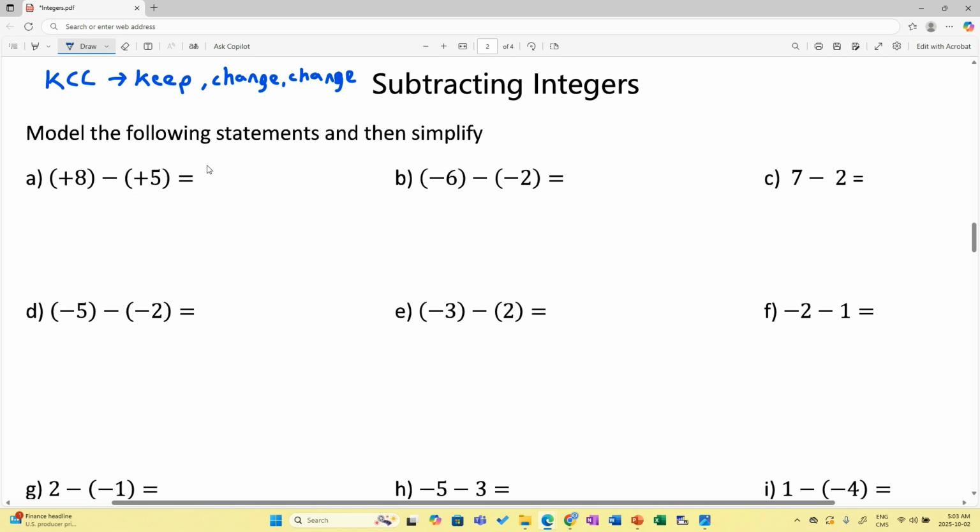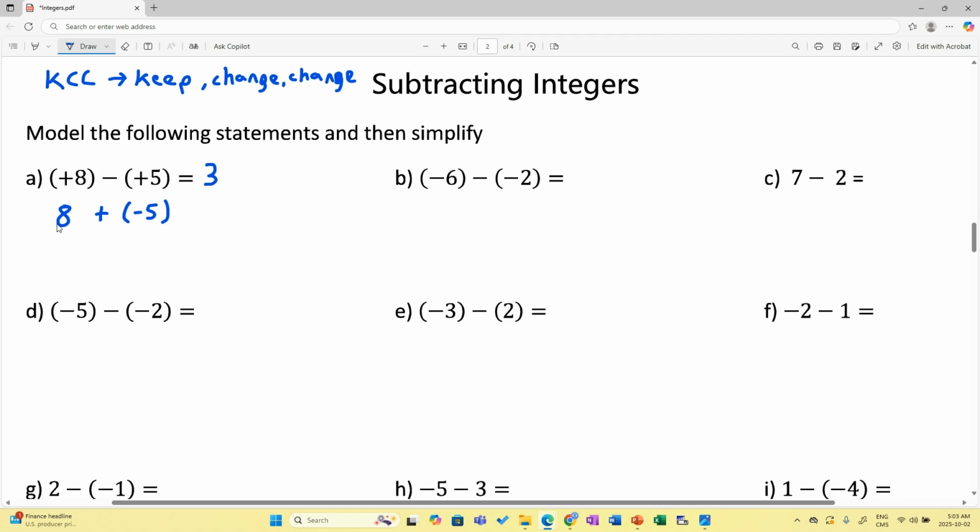So basically, if we go over the first example, 8 minus 5, you guys already know the answer to this one. It's simply going to be 3. But if I were to use keep, change, change for this one, I basically keep the first number the same, keep it as positive 8. I change the minus sign to a positive sign, and then I simply change this positive 5 to its opposite, which is negative 5. And then I simply do my addition.